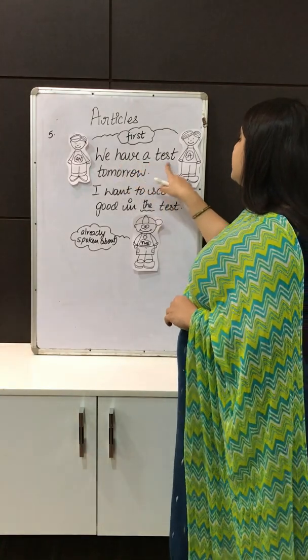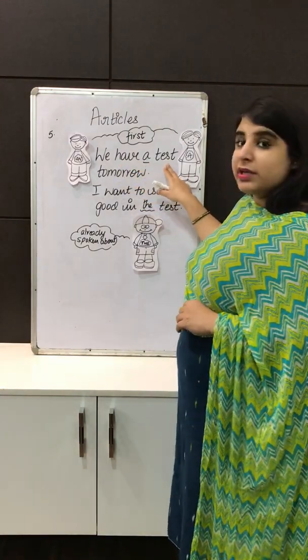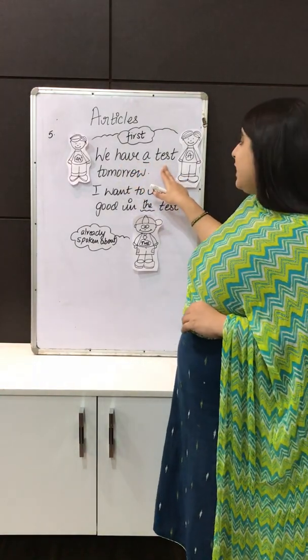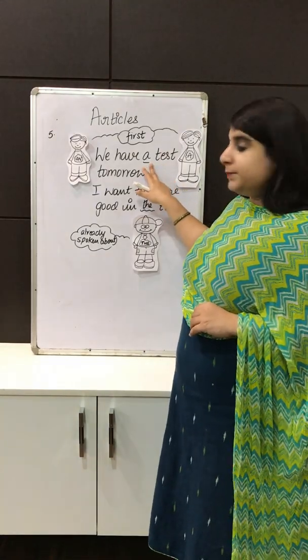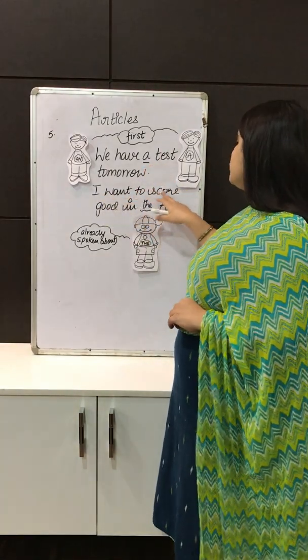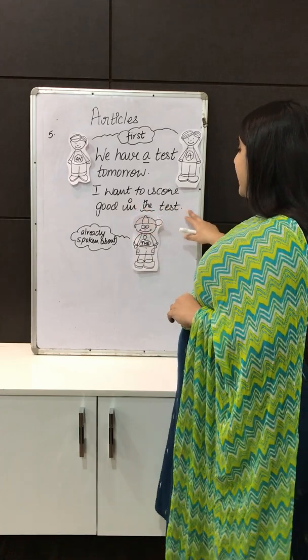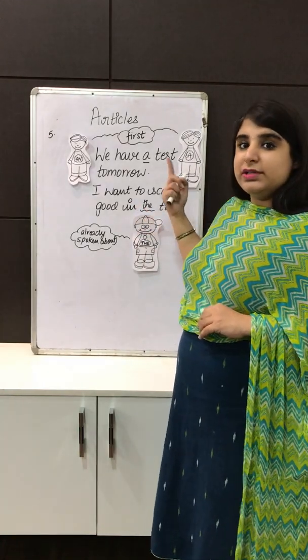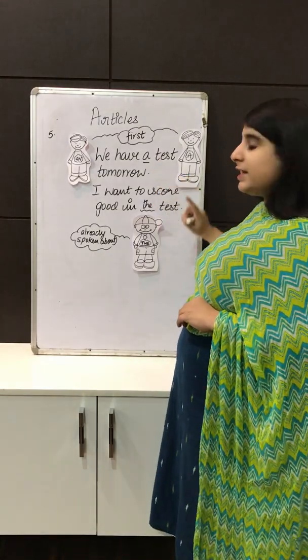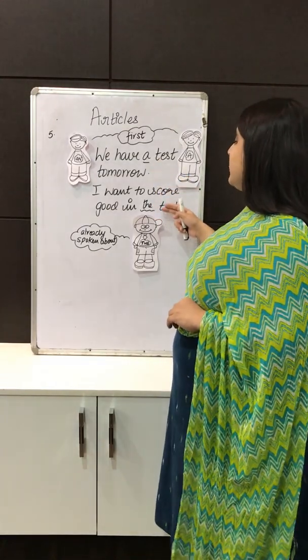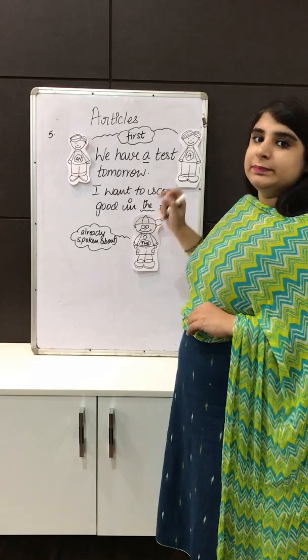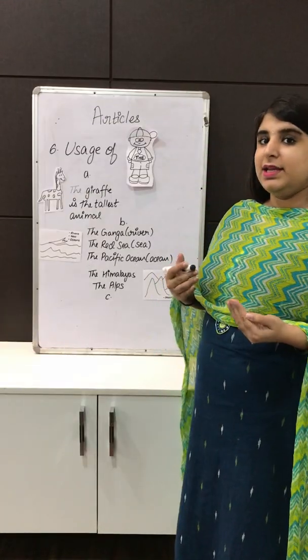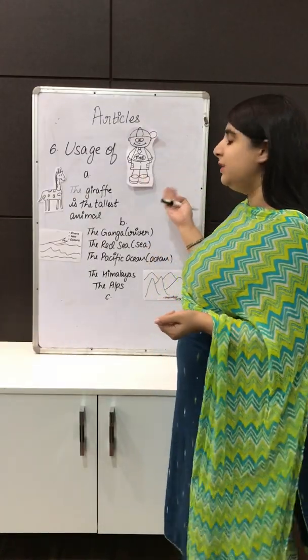We have a test tomorrow. Now see, we are talking about the test for the first time. That is why we have used a here. Then I want to score good in the test. Because this test has already been spoken about in the first line, that is why the second time we are using the article the. Now let us see in detail the usage of the.